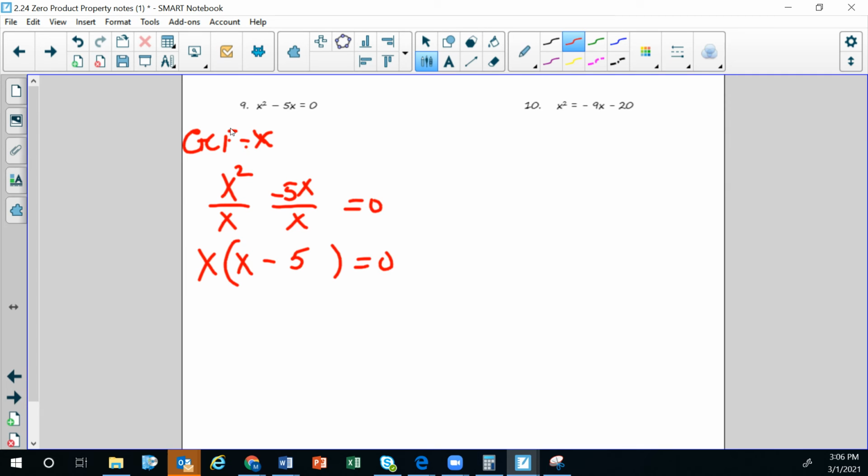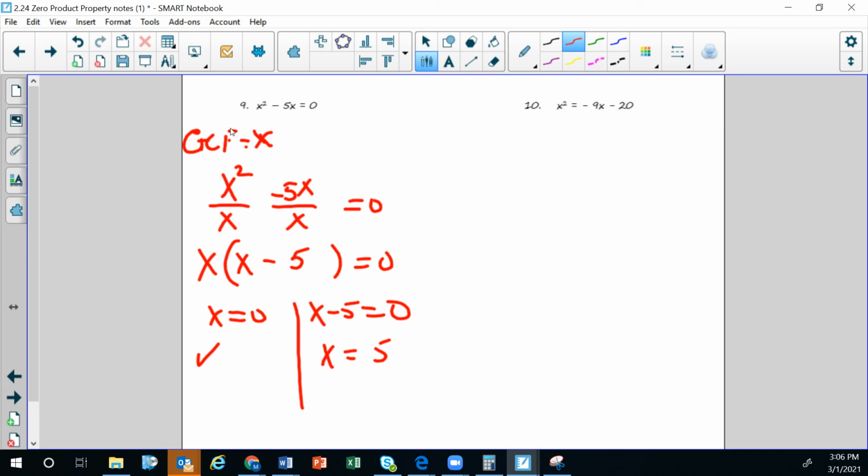All right. And so I'm going to set both factors to 0. So x is equal to 0 and x minus 5 is equal to 0. Well, this is already done. On the right side, I'm just going to add a plus 5 to both sides. And when I do that, that gives me x equals 5. All right.